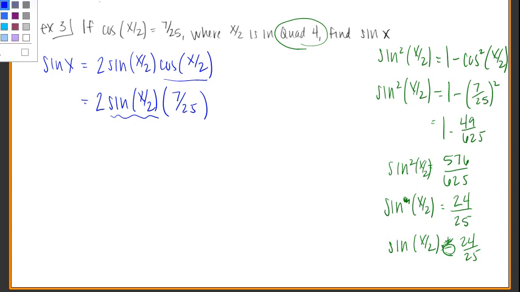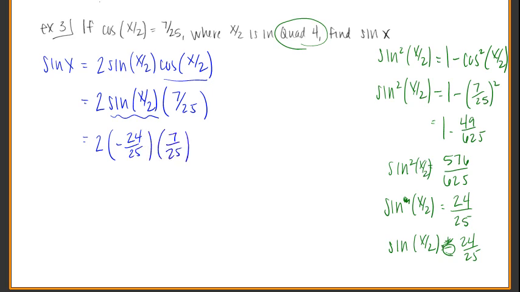Okay, so going back to the original part of the problem so we can wrap this up. So 2 times the sine of x over 2, which is negative 24 over 25, times 7 over 25. So this looks like 2 times negative 24, and then times 7 should give us negative 336, and 25 times 25 is 625. Circle that up, call that problem finished.